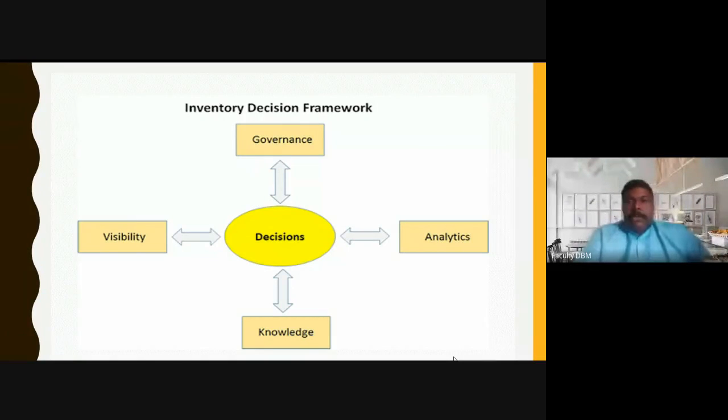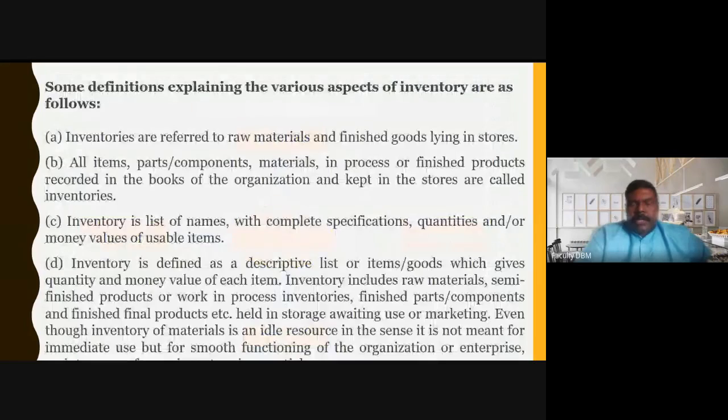So the inventory decision framework consists of governance, analytics, knowledge, and visibility. This is a type of circle. Which one comes first we cannot say, but starting we are going to govern, then make analysis, acquire the knowledge, and go with the visibility of products. Some definitions explaining the various aspects of inventory are as follows. Inventory refers to raw materials and finished goods.